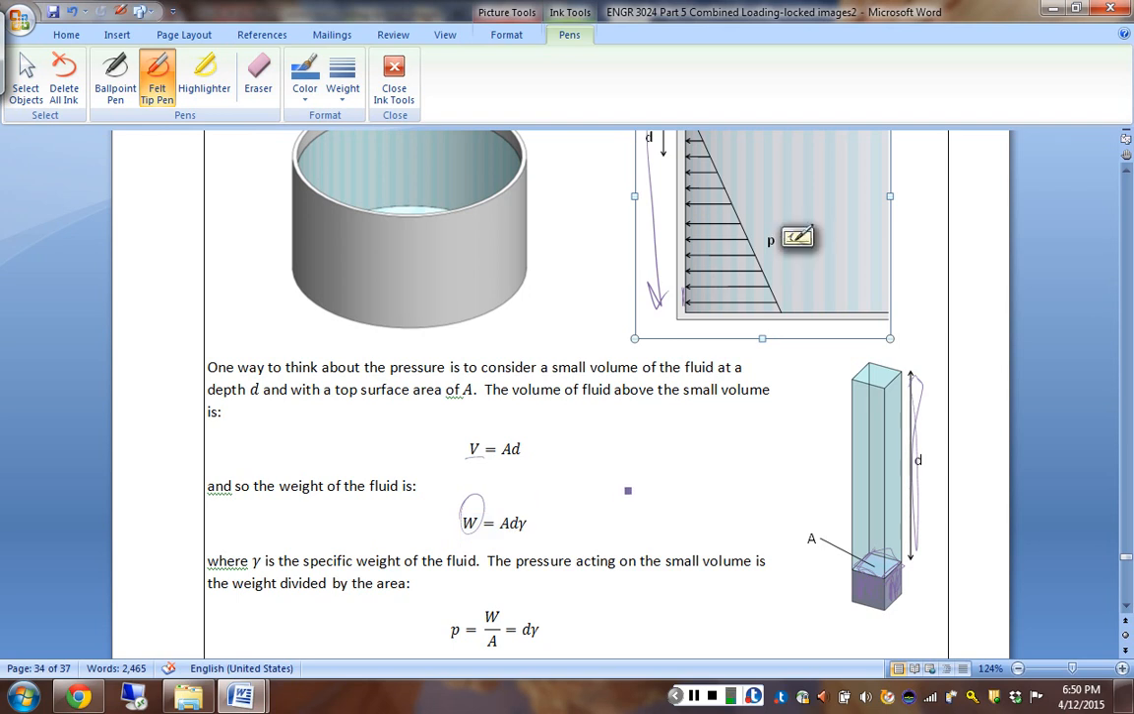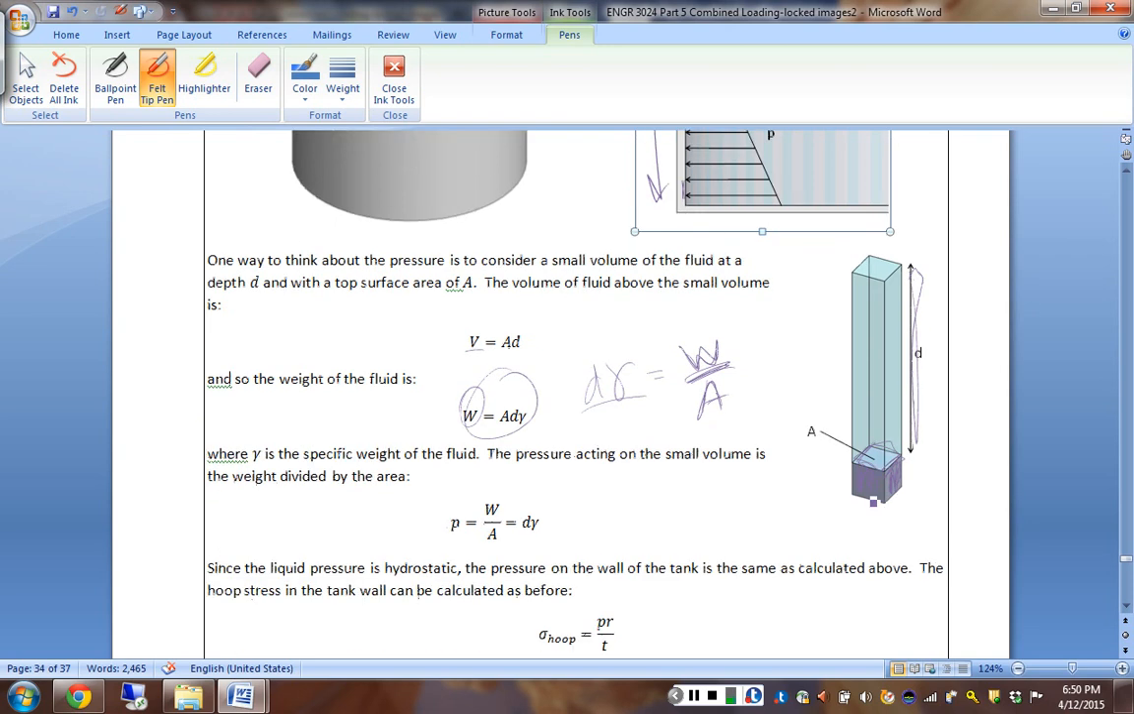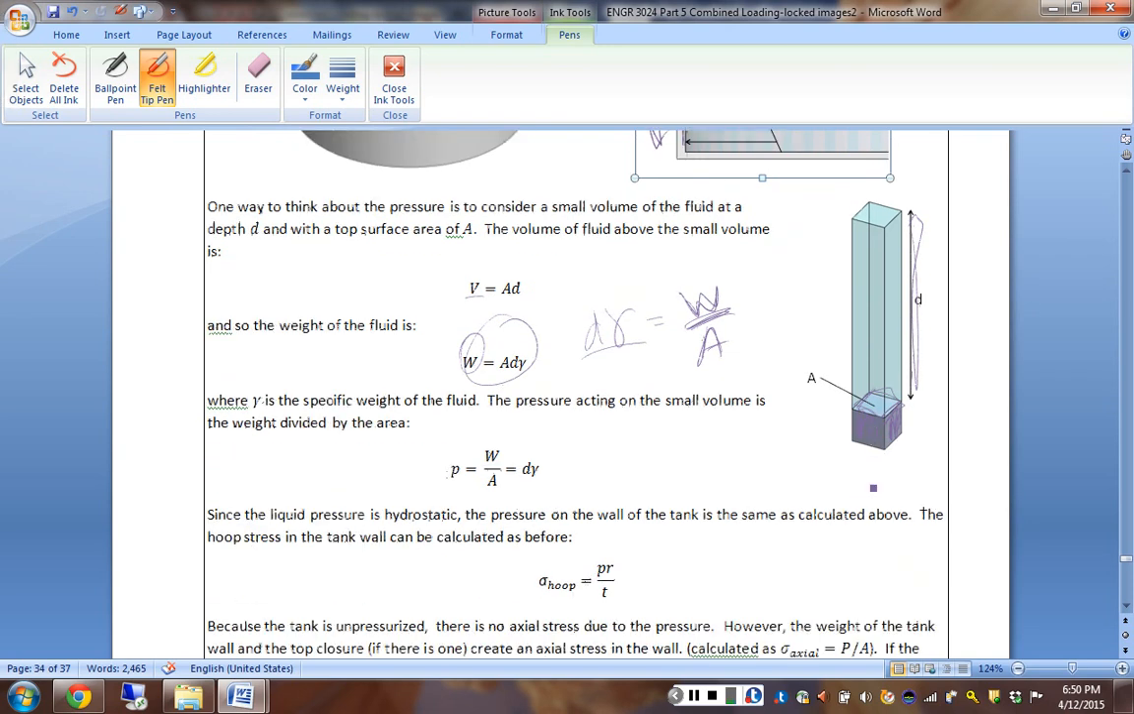Well, pressure is the amount of force distributed over an area. So if we simply rearrange this, it is a pressure. It's the weight of the water distributed over this control area. So pressure is this specific weight times depth, and because pressure is hydrostatic, the pressure on the wall, because of that same column of water, is the same.